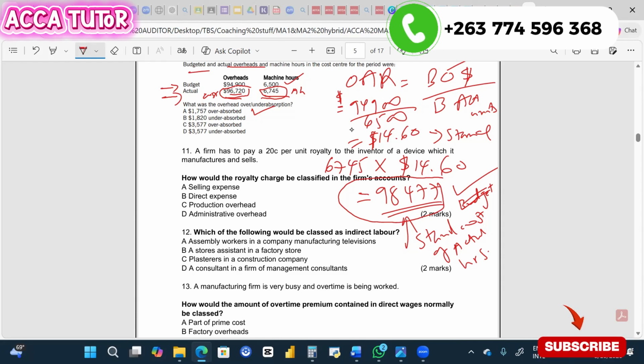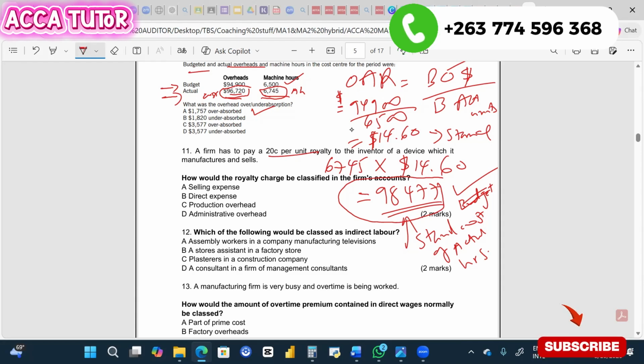Okay, a firm has to pay a 20 cents per unit royalty to the inventor of a device which it manufactures and sells. So they pay 20 pence per unit as royalty to the inventor. How would the royalty charge be classified in the firm's accounts? I hope you're still seeing the question properly. Is this a selling expense?